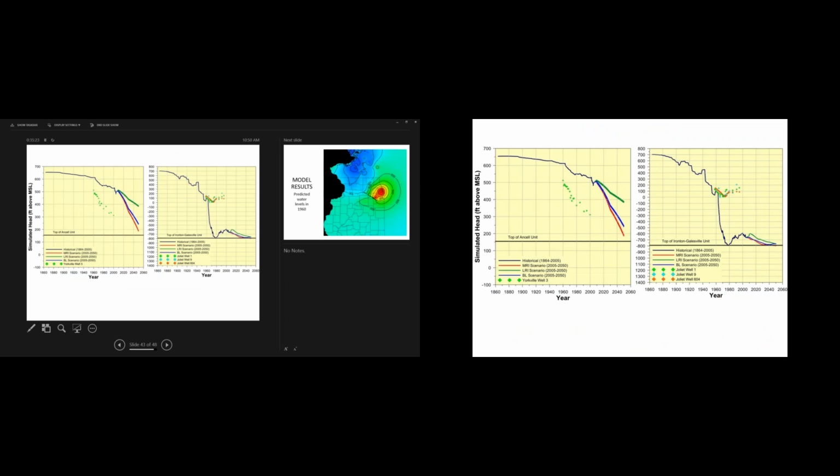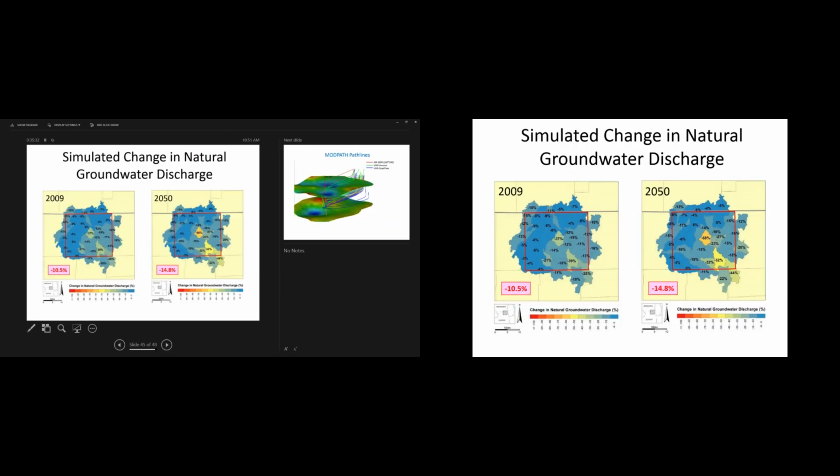I do have a calibration plot on here. I don't even know if I want to explain this. We'll talk about that during calibration.